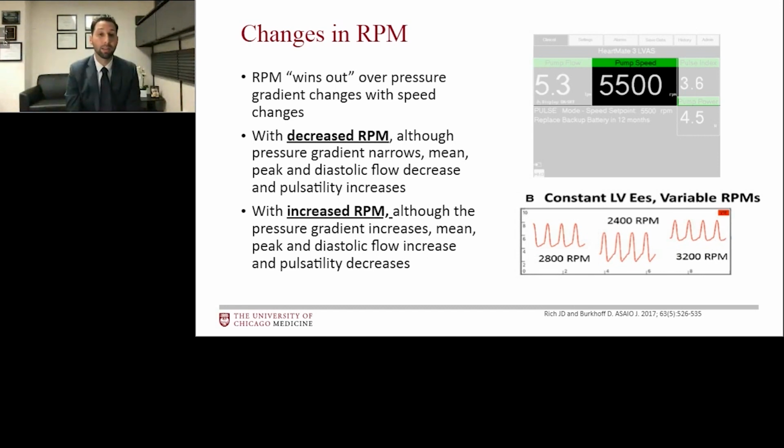And the reason for this is we are now operating on a different HQ curve, and flow will drop and pulsatility will widen as we decrease RPMs. And this will make a little more sense on the next slide. But let me just quickly walk you through the increased RPM scenario. With an increase in RPM, although the diastolic gradient will widen, RPMs win out, flow increases, and pulsatility will narrow. The next slide will hopefully make this a little more clear for you.